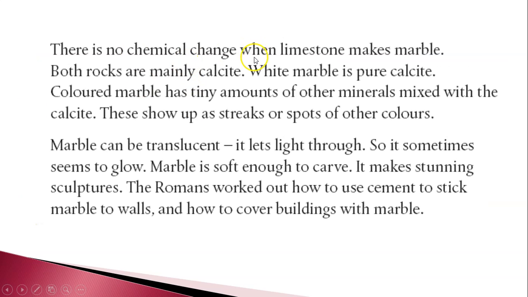There is no chemical change when limestone makes marble. Both the rocks are made of calcite, that is calcium carbonate. White marble is pure calcite. Colored marble, I hope you have also seen colored marble. Colored marble has a tiny amount of other minerals mixed with the calcite. These show up as streaks or spots of other colors. Marble can be translucent. I hope you know about translucent. We have learned about opaque, translucent, transparent in the lesson light. So that is, it will let the light pass through it.